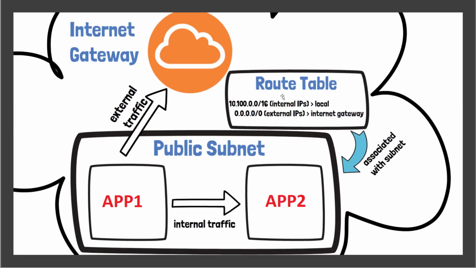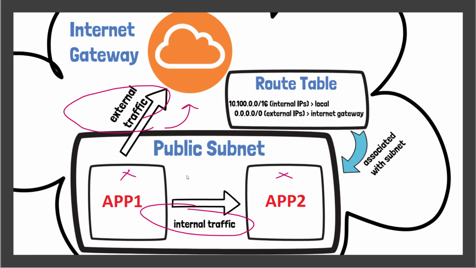When we create a route table, we should associate it with a subnet. Normally inside a route table, we have two types of rules. Let's talk about the two types of route table rules that we need to know about. Number one is internal traffic, also called local traffic. And the other one is external traffic. It means going towards the internet. Imagine we have two applications inside the public subnet.